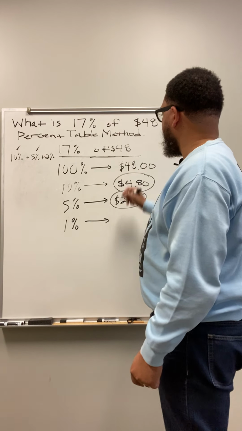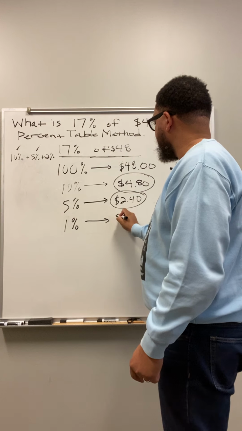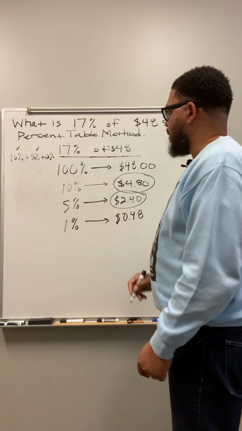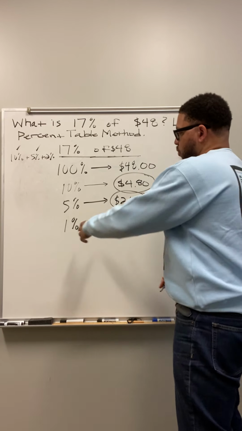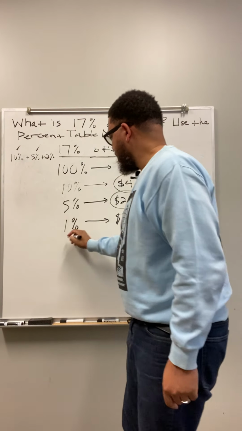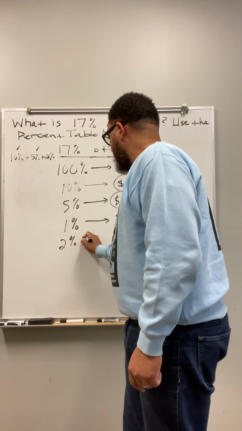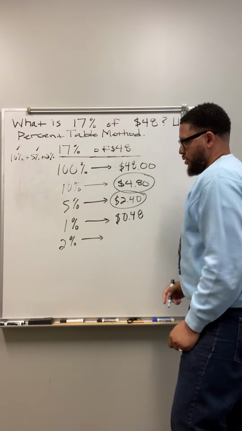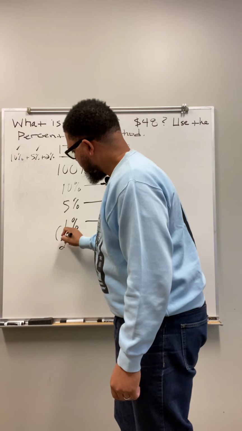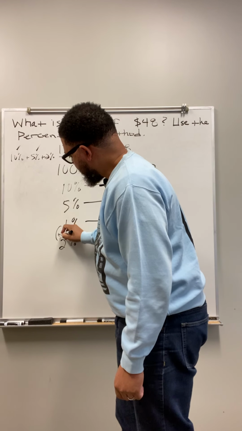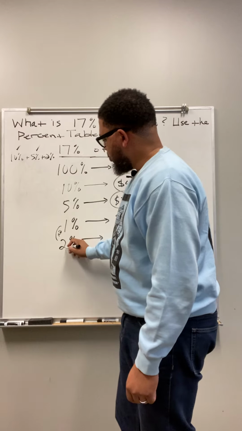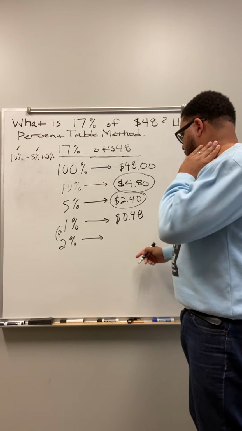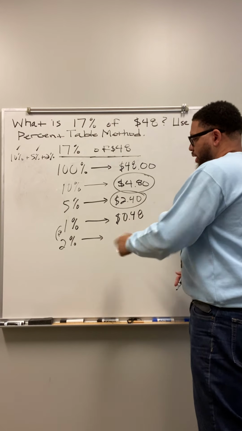All right, so $48, move the decimal point 2 spaces to the left. That is 48 cents, right? But I need 2%. So 2% is going to be double whatever 1% is. Because 1 times 2 gives me 2. Right? So now I'm like, okay, so now I need to double 48 cents.